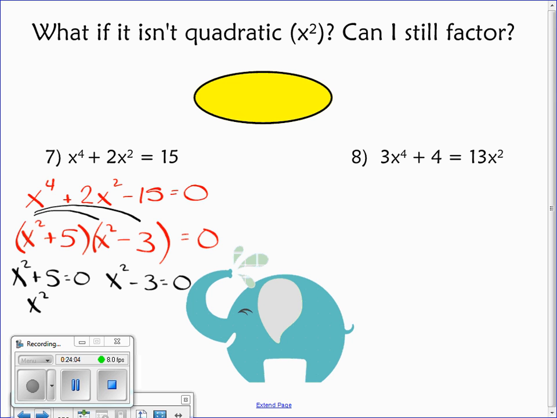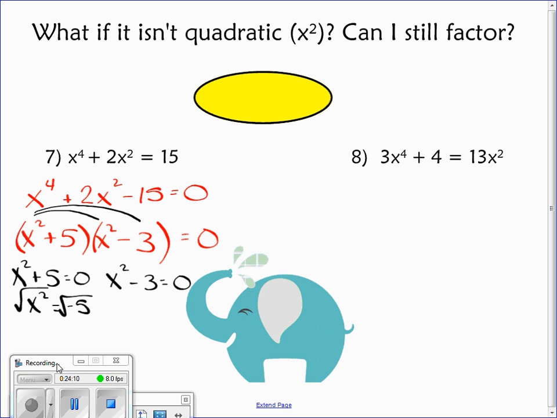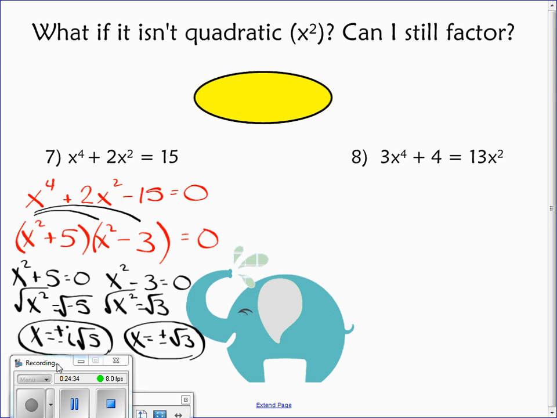Subtract 5. X squared equals negative 5. So x equals plus or minus i radical 5. So over here, x squared equals, good, so we take the square root. Some of you are a step ahead of me. But plus or minus radical 3. How many answers did I find? I did find 4. Because I have plus or minus i radical 5, and then plus or minus radical 3. I have 4 answers. They're not pretty, but I have 4.